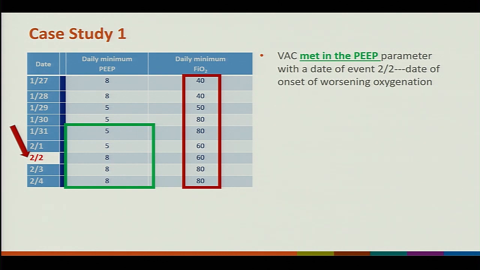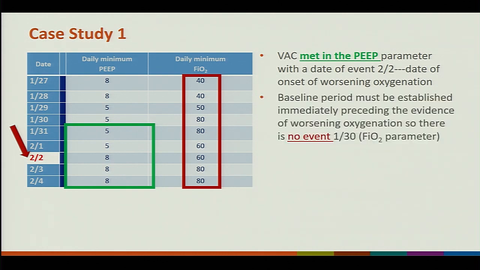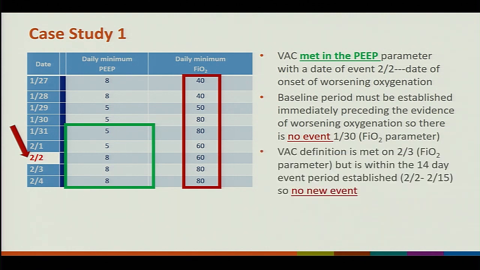Now, why? Let's take a look in that FiO2 parameter. There has to be a baseline period established immediately preceding the evidence of worsening oxygenation. And so we don't have an event on 1/30 because you see that on the 28th it was 40, and then it was 50, and then it was 80. While there was a jump of greater than 20 prior to 1/30, there was no baseline established.